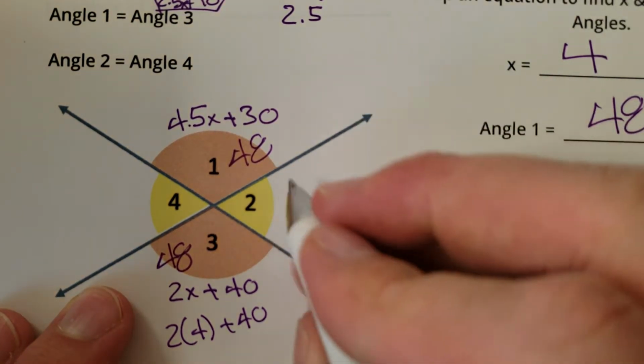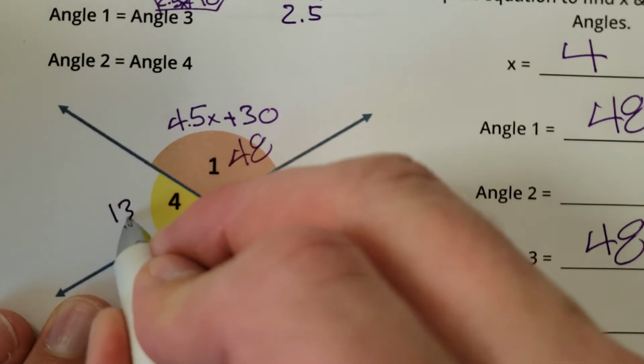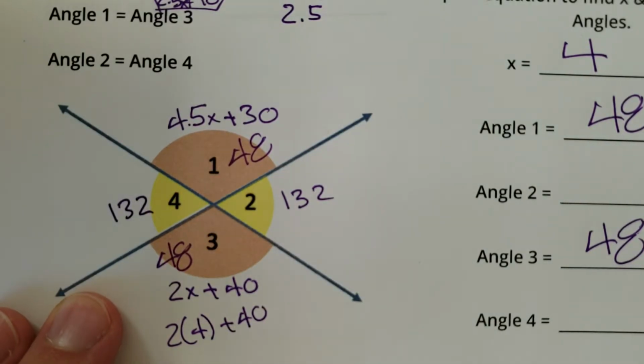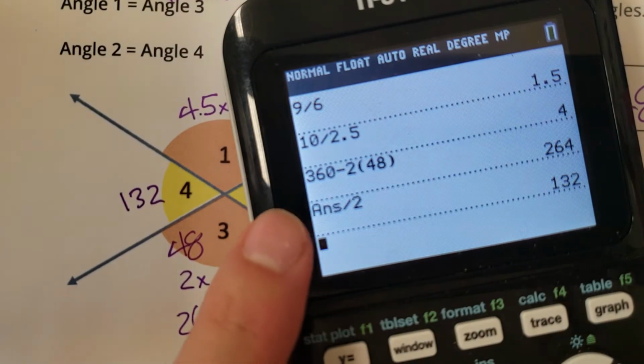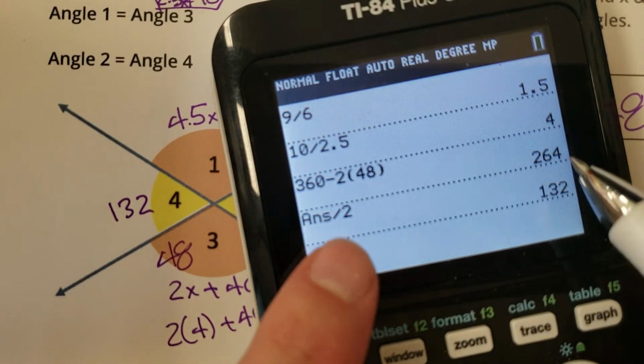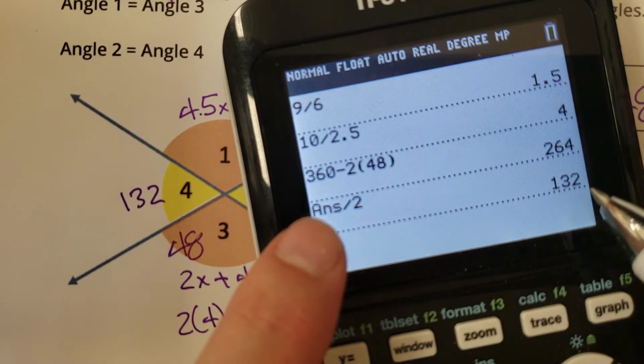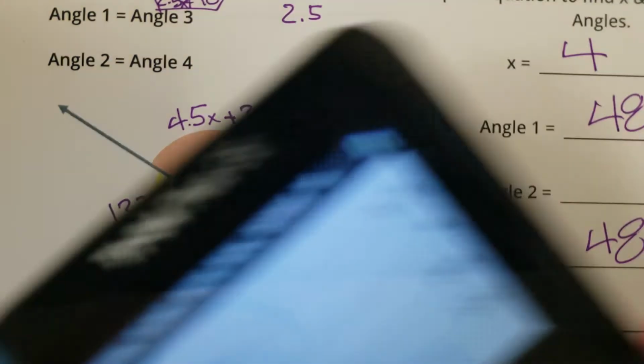Let me write that down. Sorry for chucking my calculator. Okay, I got a funny feeling they're both going to be 132. So again, how did I do that? You have 360 degrees to spend in a circle. You already spent 2 48s. You got 264 left for 2 equal angles. Okay. The other way is a little bit easier.